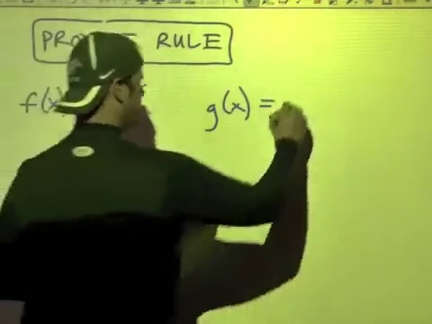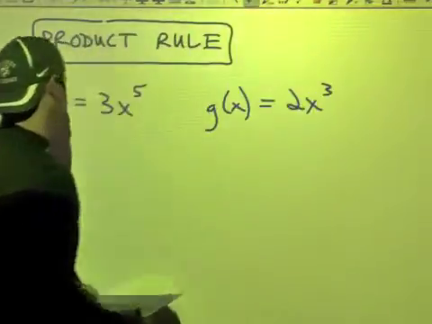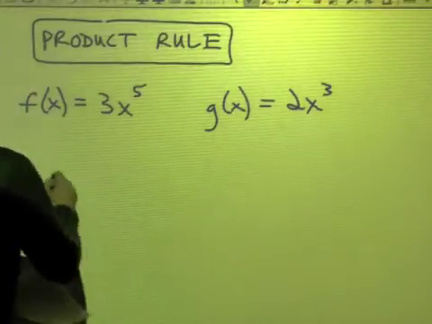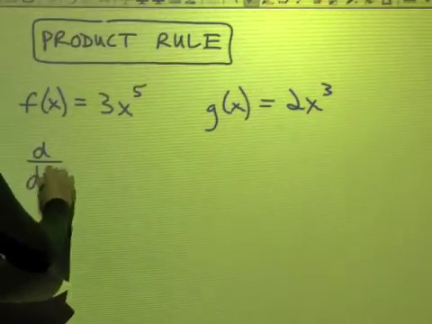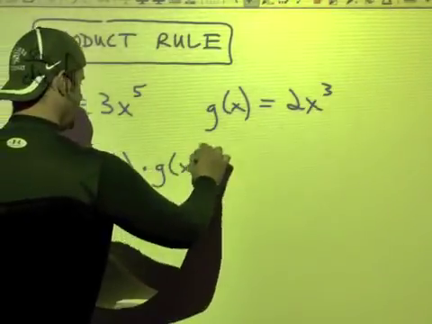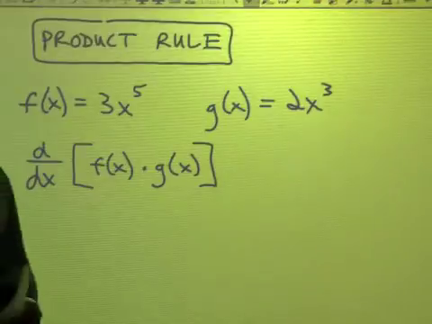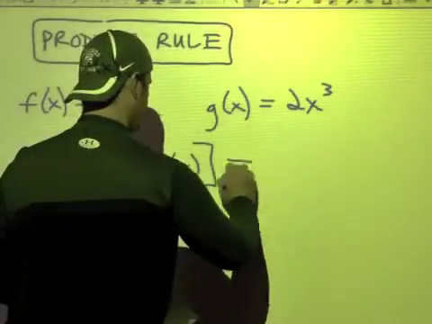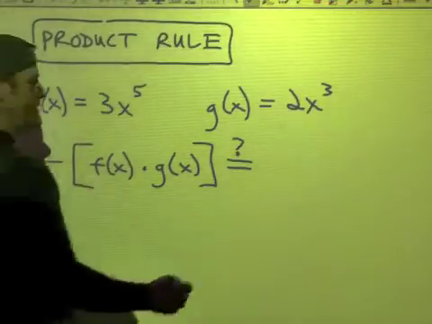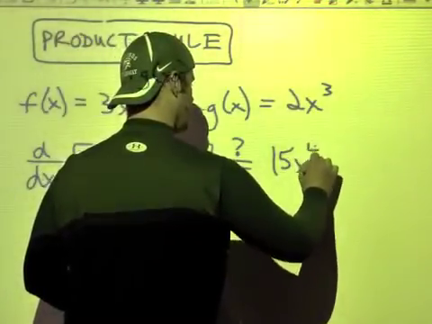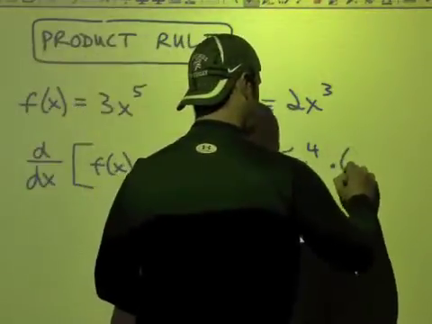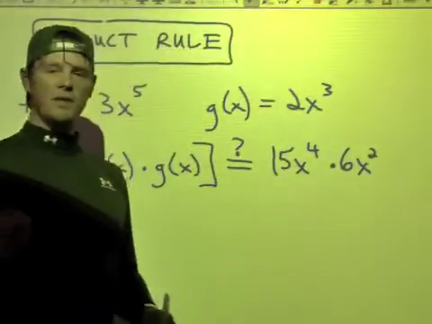So let's say we have these two functions. Again, very simple power functions. 3x to the 5th and 2x cubed. Now let's say we want to find out what is the derivative of the product of the two functions. What's the derivative of f of x times g of x? Okay, what's the answer to that? Well, someone might think, all we have to do is take the derivative of this, which is 15x to the 4th, and then multiply it by the derivative of this, which is 6x squared. And that's how it worked with the sum and differences.